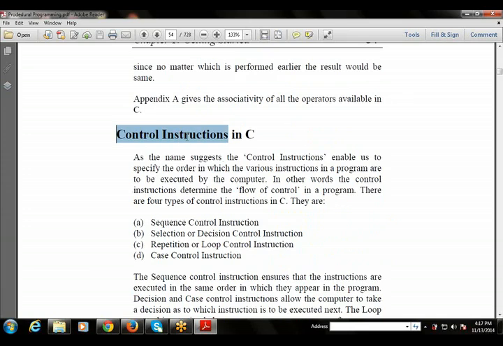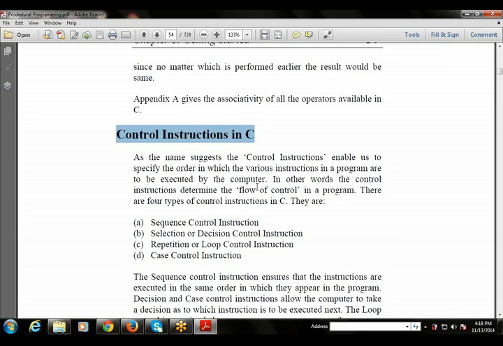Then we will discuss control instructions in C. That is, what are control instructions and what are the types of control instruction. So in simple terms, control instruction determines the flow of control in a program, that is, how control will flow in a program. There are 4 types of control instruction used in C. One is sequence control instruction, one is decision control instruction, one is loop control instruction, and one is case control instruction.